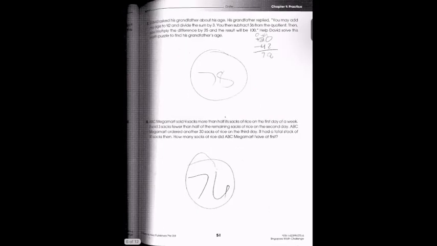Now let's take a look at problem 7. David asked his grandfather about his age. His grandfather replied, "You may add my age." So the grandfather's age is the missing number, so we'll denote that as x.